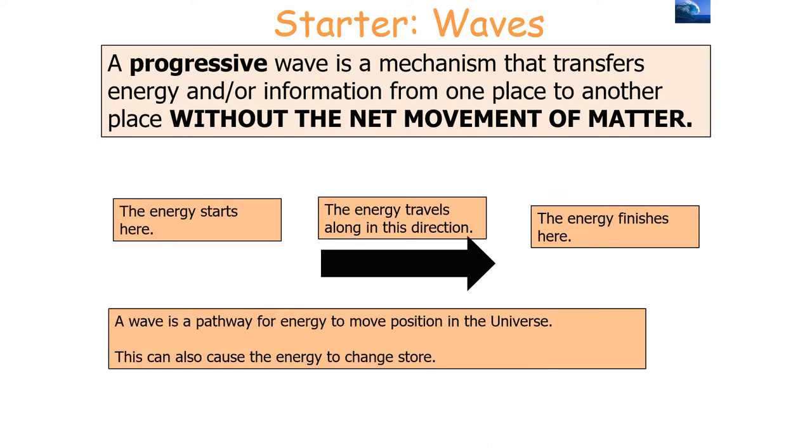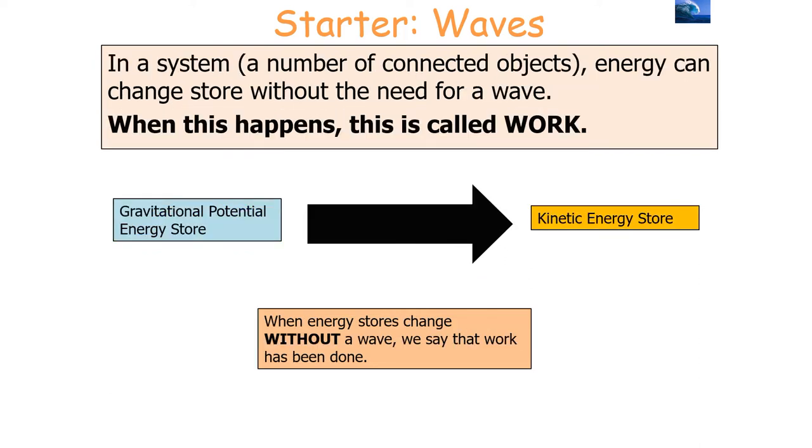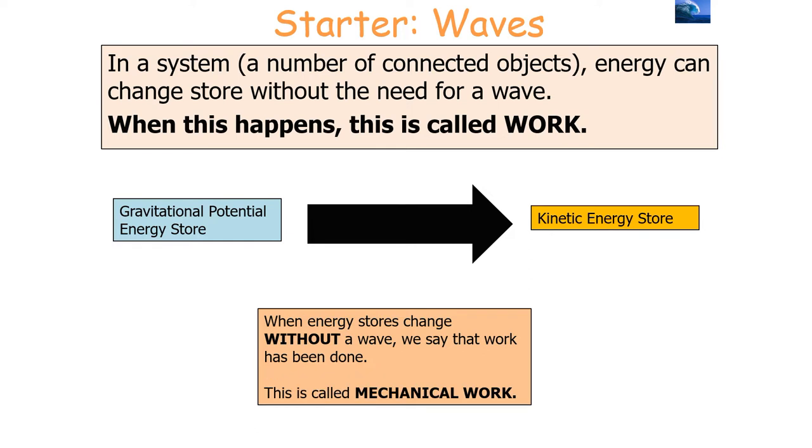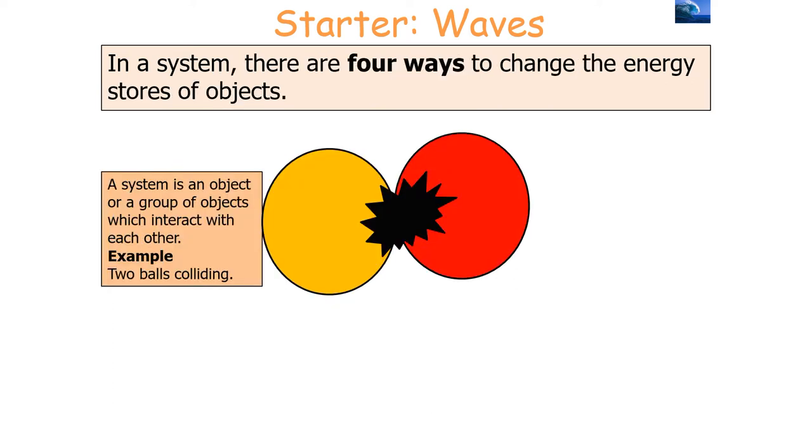Now, just to clarify, a wave is a pathway for energy to move position in the universe, so it can cause energy to change store. Now, in a system, energy can change store without the need for a wave, and when this happens, this is called doing work. So for example, we would say that work is done if an energy store changes type without using a wave, so we can say that we've got mechanical work. Because remember, in a system there are four ways to change the energy store of objects.